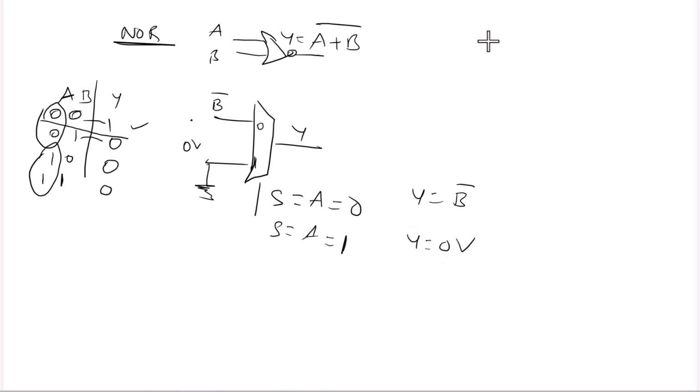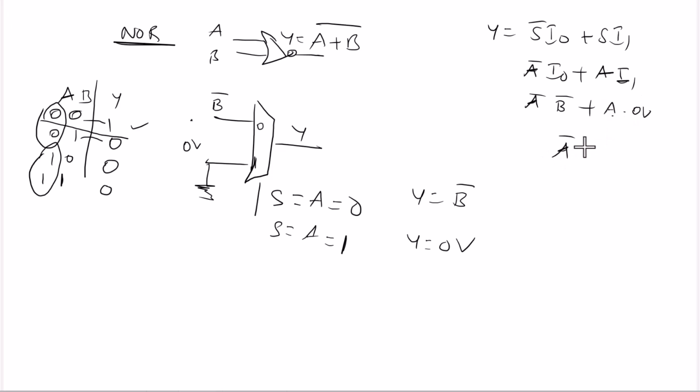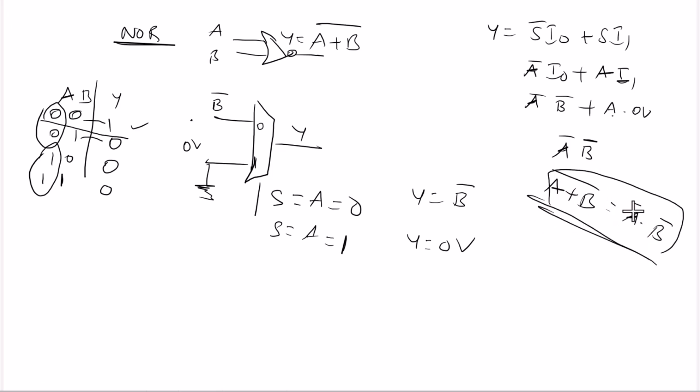Here the logic expression and justification: y is equal to s bar into I0 plus s into I1. Instead of s bar you can put a bar into I0 plus a into I1. Instead of I0 you put here b bar, so a bar b bar plus a into I1 where I1 is 0. So this becomes a bar b bar. Okay, so a plus b whole bar can be written as a bar dot b bar in De Morgan's laws.